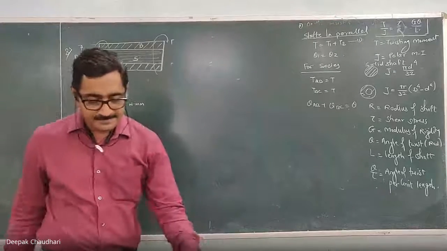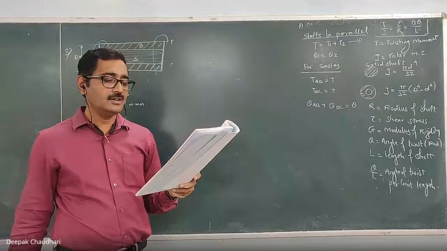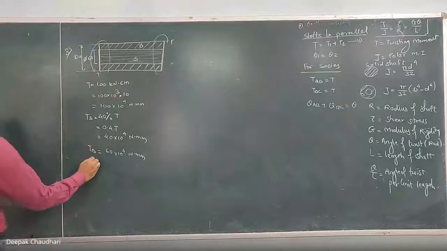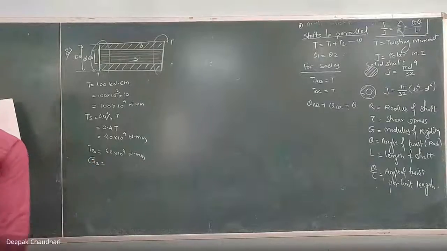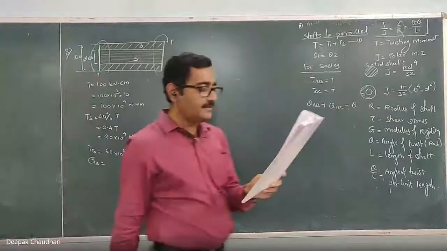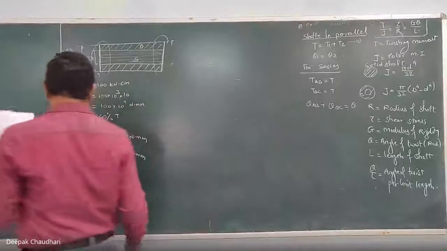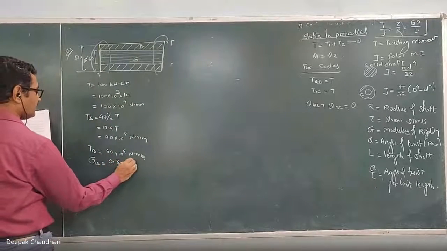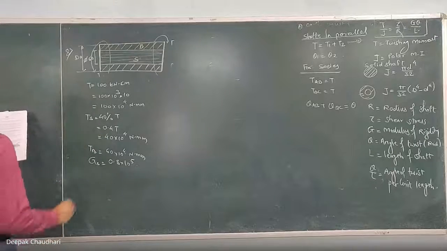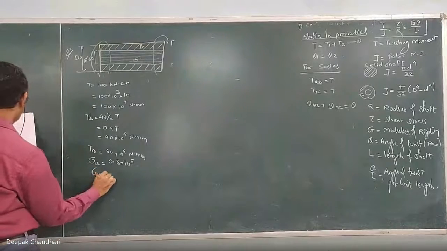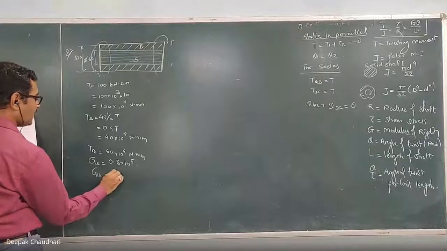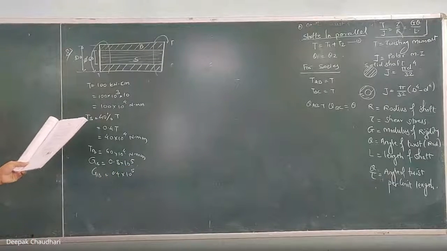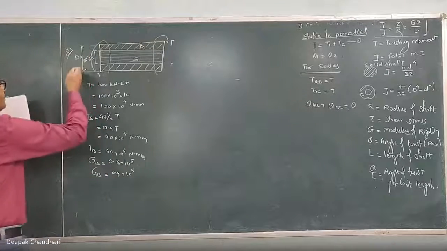Now, what is given? The shear modulus of the steel. Shear modulus means modulus of rigidity. The modulus of rigidity for the steel is 0.8 into 10 raised to 5 Newton per millimeter square. And that for the brass, it is 0.4 into 10 raised to 5 Newton per millimeter square. So this is the data which is given. From that one, you have to calculate the diameter of the brass.